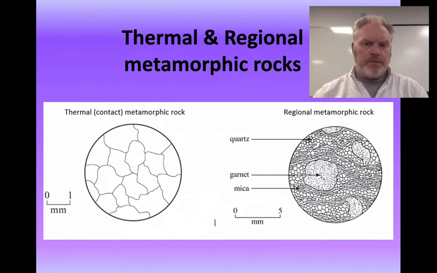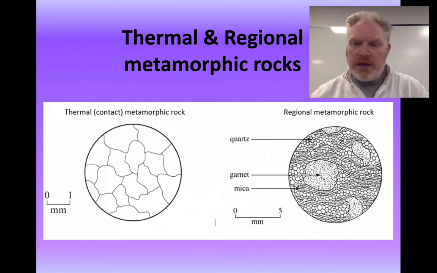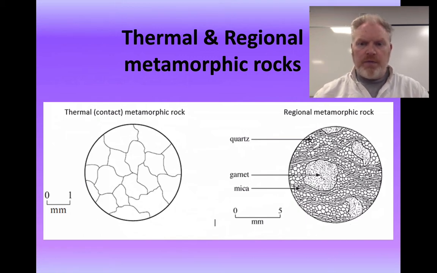Okay. When we look at these two rocks, there's one massive clear difference. And it's this idea of foliation. The rock on the right is foliated. If you look at the mica crystals there, they're aligned. Now, the garnet crystal has grown within that rock and it's pushed the sheets of mica apart, but there is an alignment in that rock.